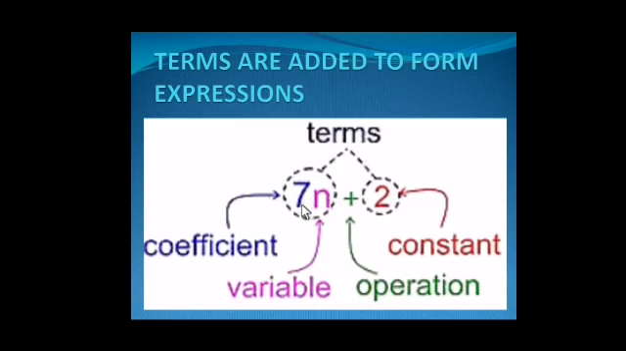Let's see this example. In 7n plus 2, which are the terms? 7n is one term, 2 is the another term. Is there plus sign? So when these two terms are added, what is formed? Expressions are formed. Here, what is 7? 7 is the coefficient of term 7n. What was coefficient? Coefficient was numerical factor of term 7n. What is n? N is a variable. What is plus over here? Plus is the arithmetic operation. What is 2? 2 is a constant.